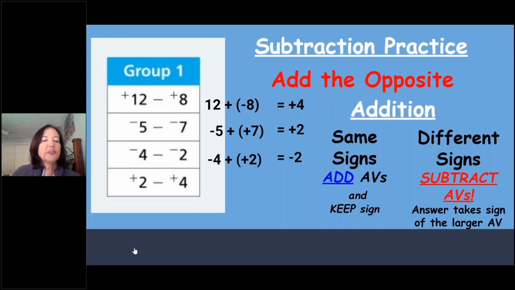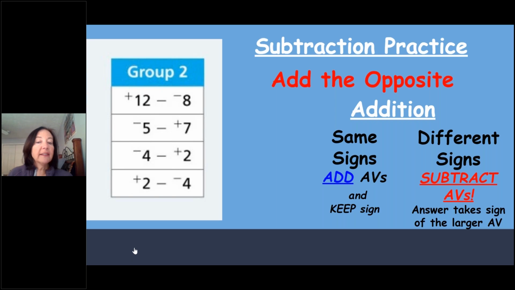And how about positive 2 minus positive 4? Help me rewrite that. It's gonna be positive 2 plus negative 4. Nice. And so now we've got different signs again. Help me add those two numbers. It's gonna be negative 2. Negative 2 is correct. Nice job.